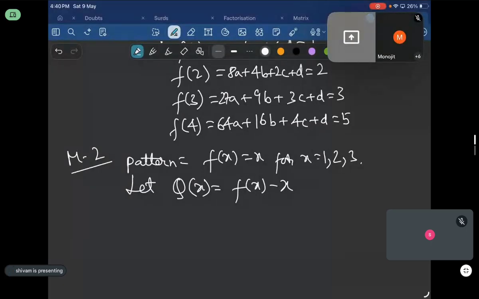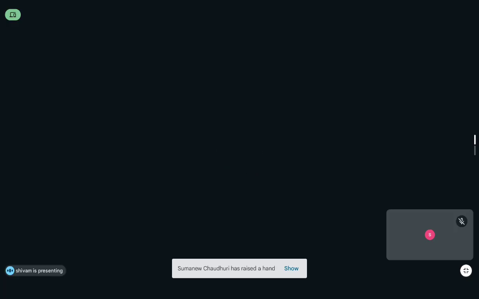Think a little bit. See, q of x equal to f of x minus x. What is the degree of this polynomial? Can anyone tell me? Okay, Shumanyu is raising the hand. Shumanyu, tell me, what is the degree of this polynomial?